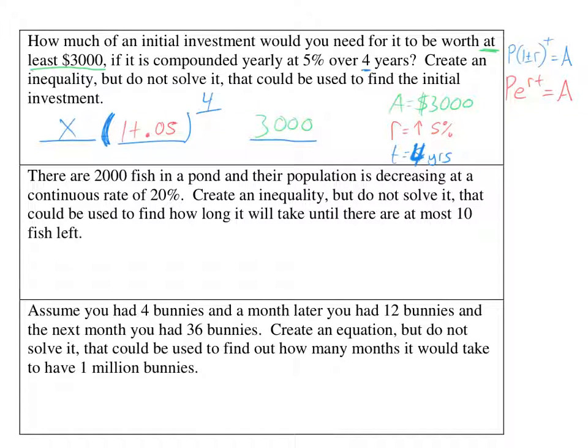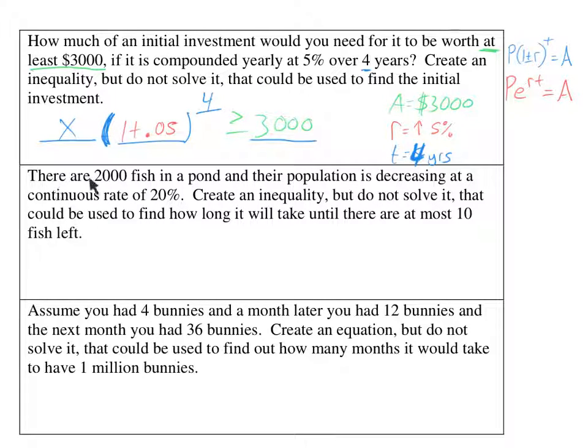If I have at least $3,000, aren't I looking for things above $3,000? So how do you write above $3,000? Isn't that going to be bigger than or equal to $3,000? If I want at least $3,000, aren't I looking for when my values will be bigger than or equal to $3,000?